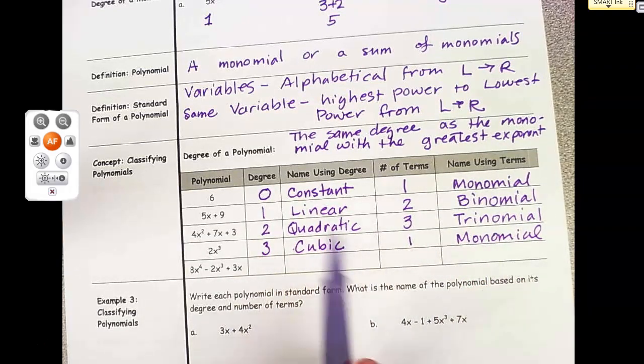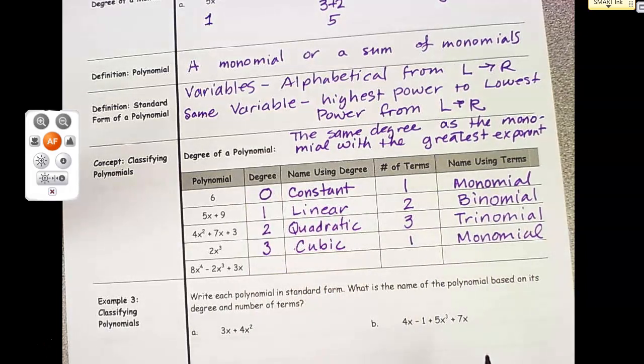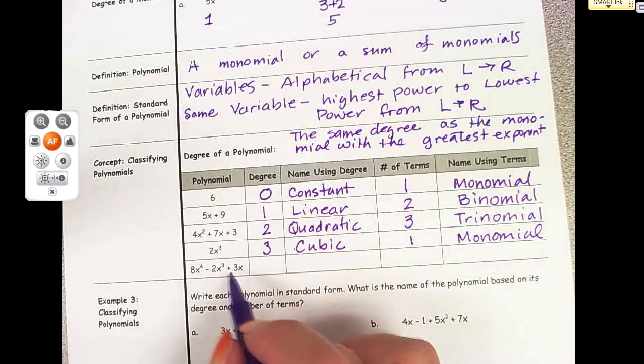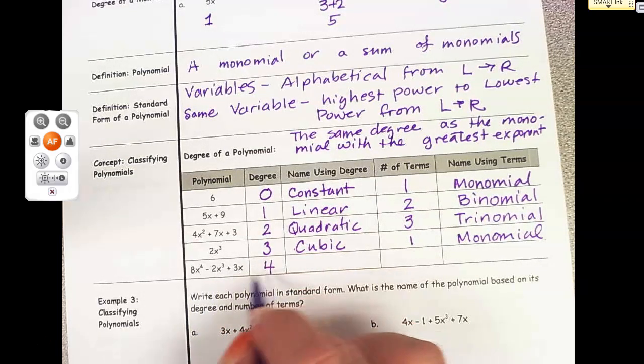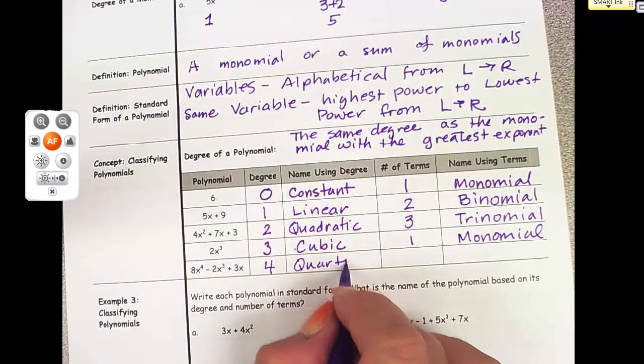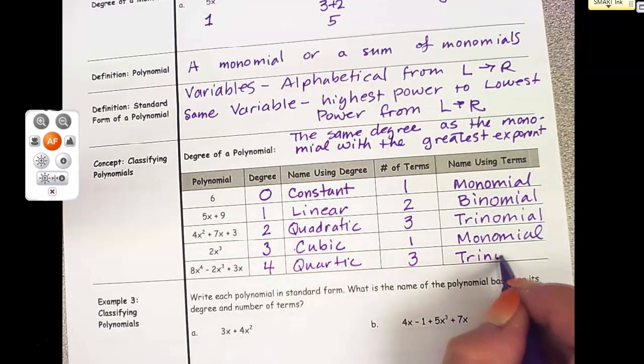So we can classify by degree, it has special names, and then by how many terms it has special names. And 8x to the 4th minus 2x cubed plus 3x, the highest power is 4, so the degree of that polynomial is 4, and we call it quartic. And it has 3 terms, so that is a trinomial.